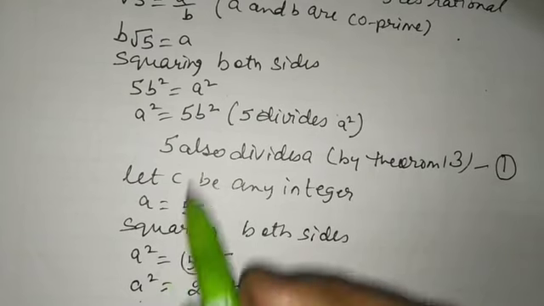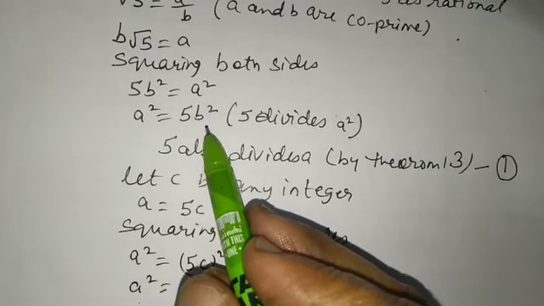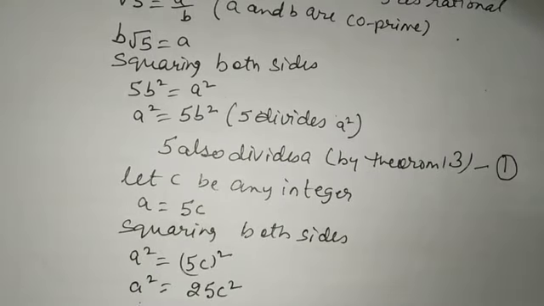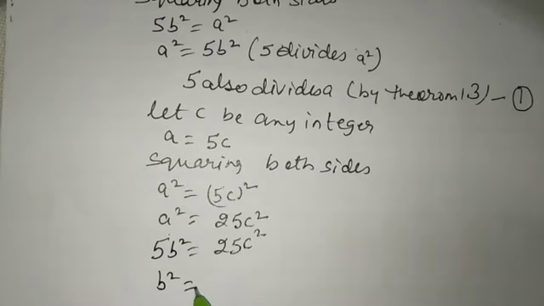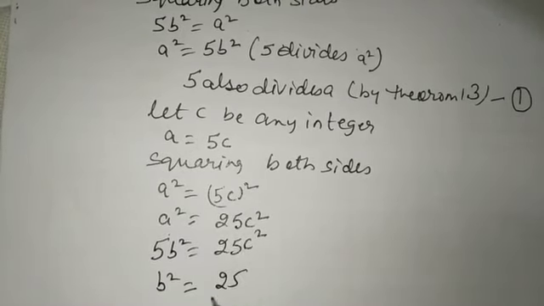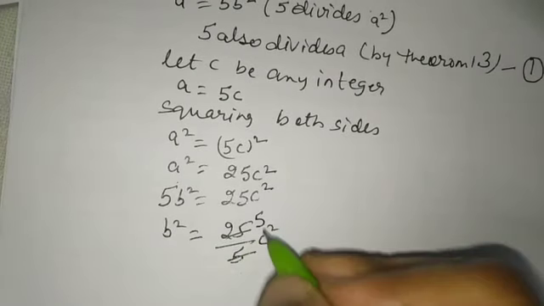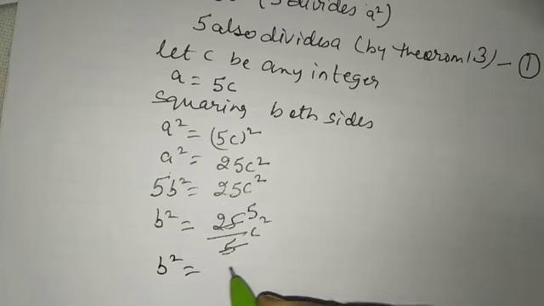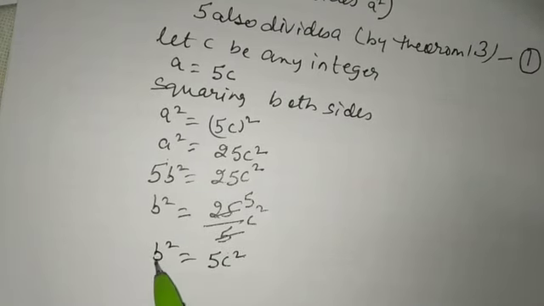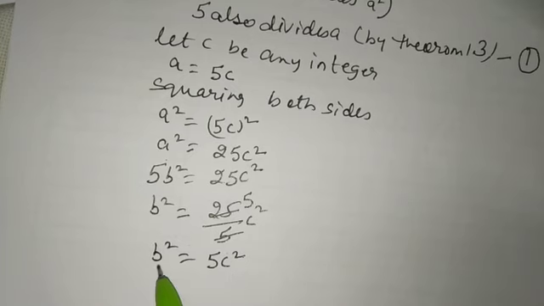Here we see a square is equal to 5b square. So we can replace this a square by 5b square here. So we write 5b square is equal to 25c square. So now b square is equal to 25 by 5 c square. This cancels out and we get b square is equal to 5c square. So here b square is equal to 5 times the square of some number. That means b square is divisible by 5.